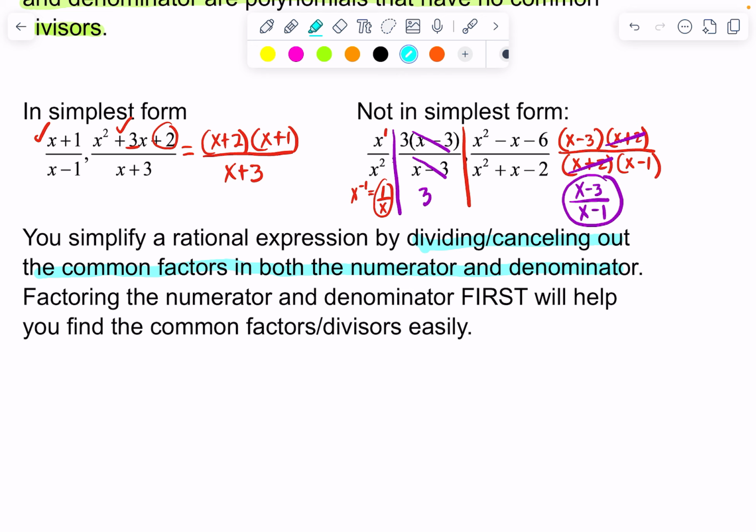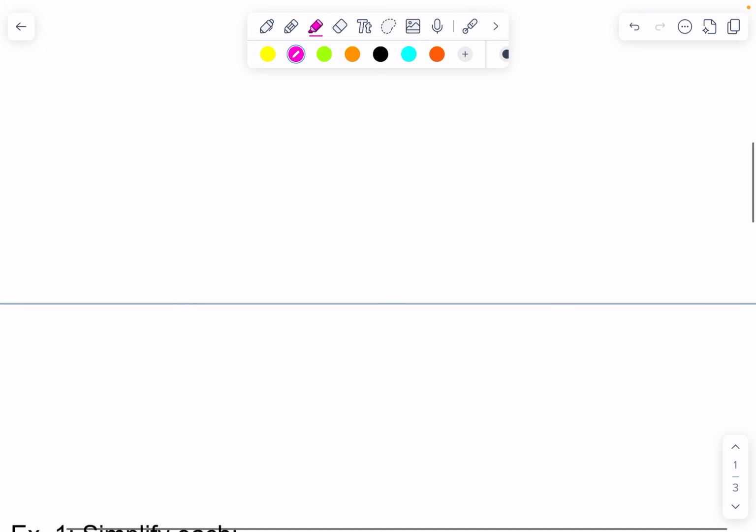Factoring the numerator and the denominator first will help you find the common factors and divisors easily. So please always factor first before you try to simplify. And again, remember, you can't eliminate individual pieces or individual terms of polynomials. All right. Let's get to this.